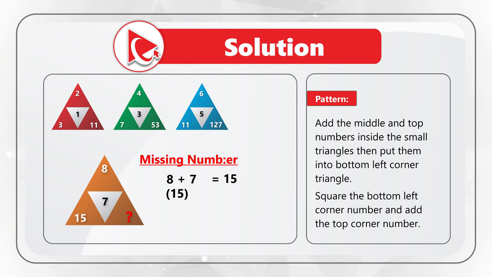15 squared equals 225. And then based on this information, to find the missing number, we need to add 8, which is the number in the top of the triangle, plus 225, which is the calculated number, so the final number will be 233.